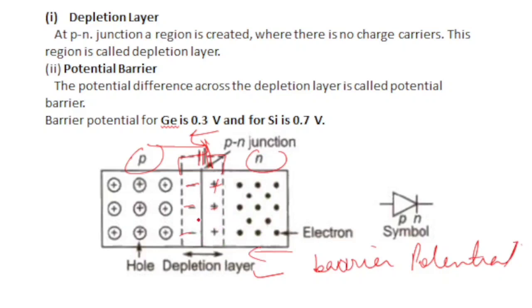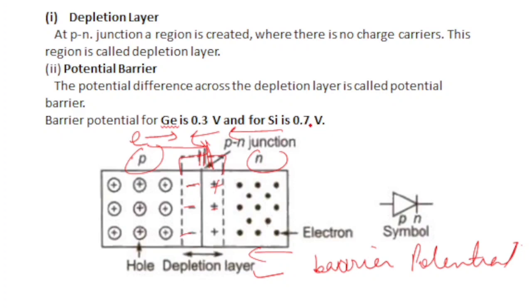The potential barrier is formed. Then there is drift of minority carriers. What is the minority carrier in case of P type semiconductor? Yes, electrons. So electrons start drifting from P type semiconductor and holes start drifting from N type semiconductor, and drifting of minority charge carriers takes place, and in this way drift current is produced.